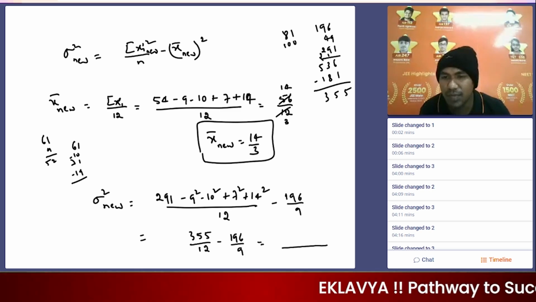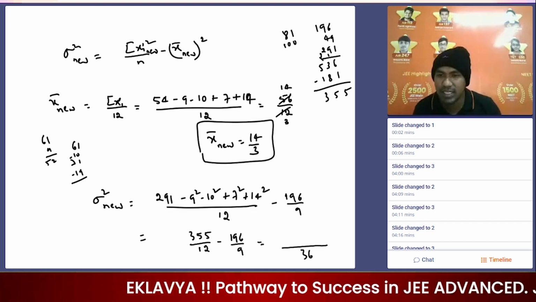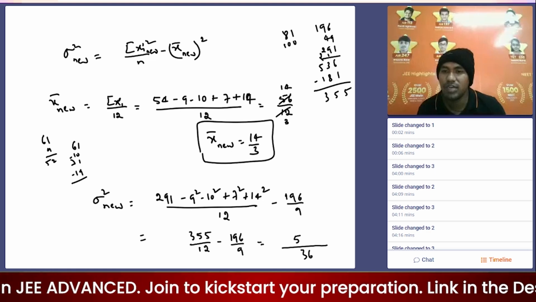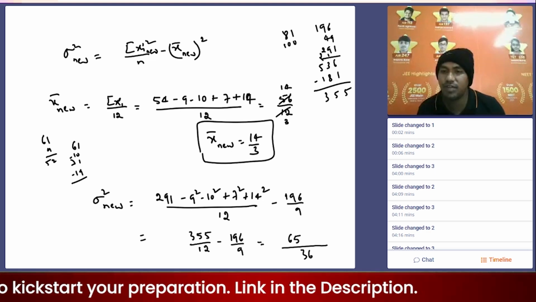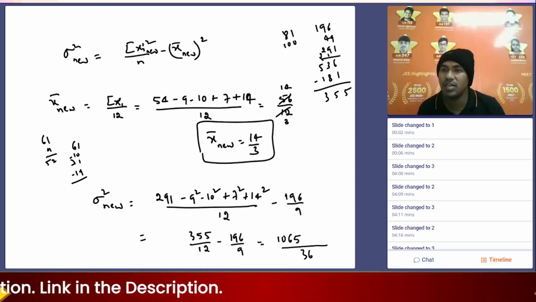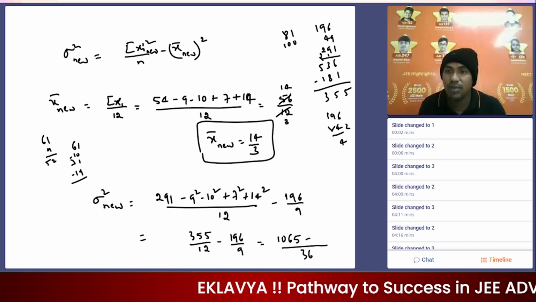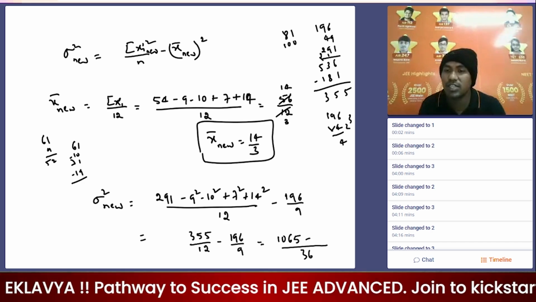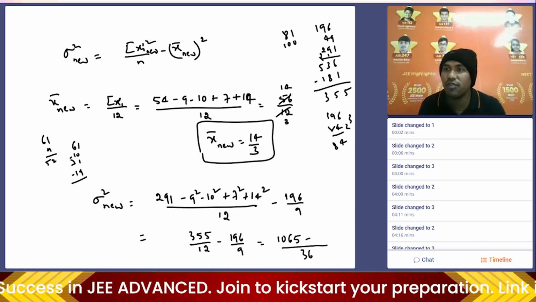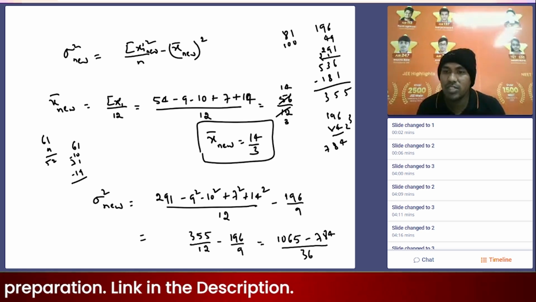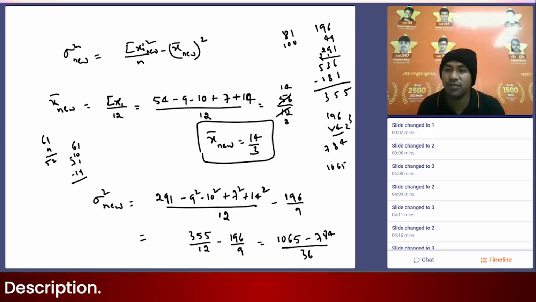So if you take the LCM, how much will the LCM be? Yes, 36 is the LCM, and 12 3s are 36, so 3 into 355: 3 5s are 15, 3 5s are 15, 1 6, 1 3 3s are 9, 9 plus 1 is 10, 1065. Minus 9 4s, that is 196 into 4: 4 6s are 24, 4 9s are 36 plus 2 is 38, and 4 1s are 4, 4 plus 3 is 7, so 784. So 1065 minus 784.